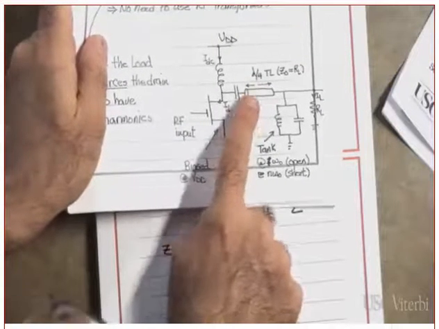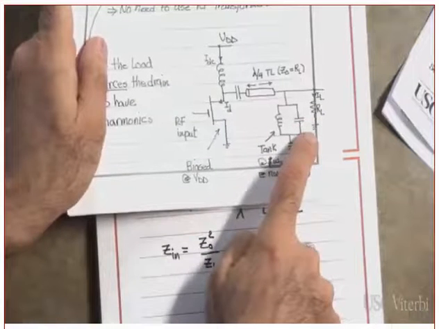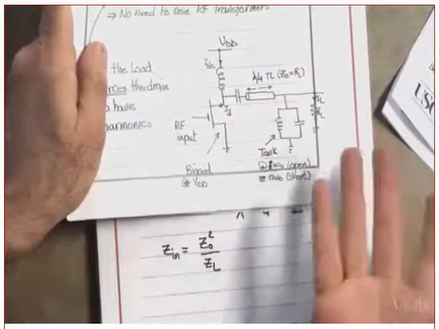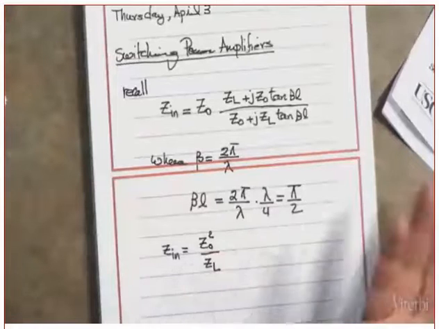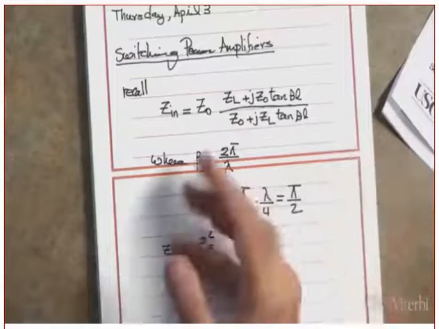Now, if Z0, which is the characteristic impedance of the transmission line, happens to be the same as what? ZL, which in this case is RL, then what do I have? I have Zn equal to ZL. Clear?